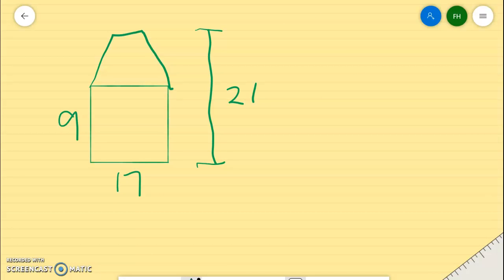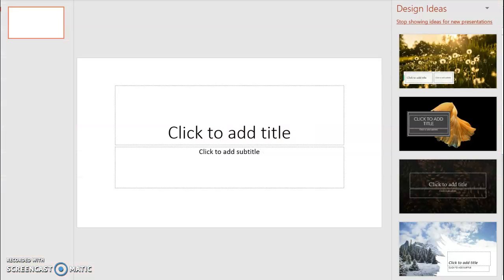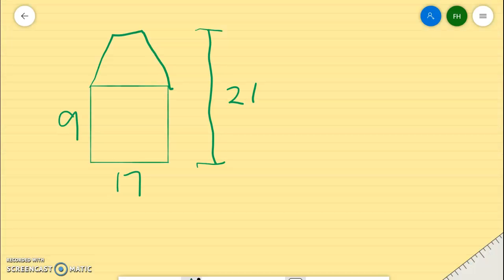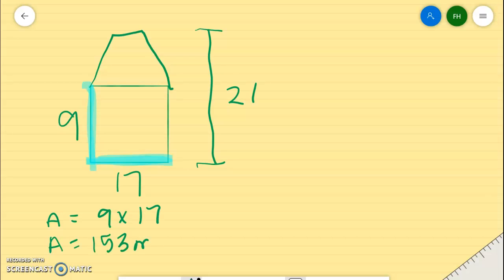Okay, for this one, I would start with the rectangle because, oops, sorry. Let me go back. Because that's the easiest. So you have the length times the width, and I think that's 153 square meters. So we're done with that part.